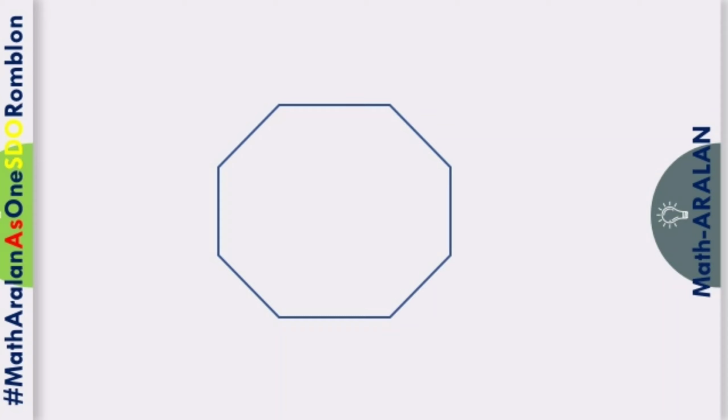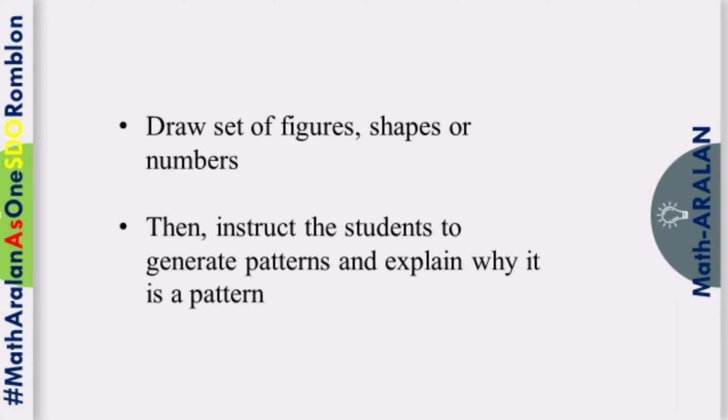Next, let the students generate their own pattern by providing the figure on the screen. The direction could be: use the figure to generate a pattern. Let the students think of anything to generate pattern using the figure. The students may draw lines from one vertex to all vertices. Or you may draw a set of figures, shapes, or numbers. Then instruct the students, given the set of figures, shapes, and numbers, generate patterns and explain why it is a pattern.